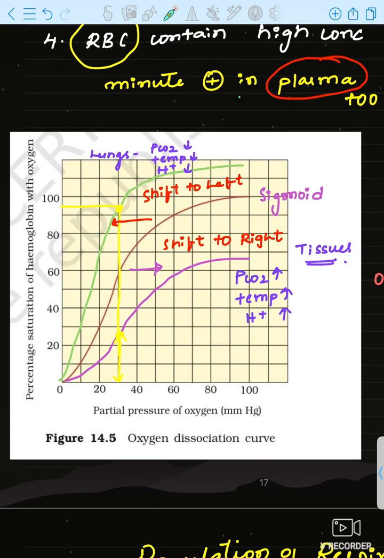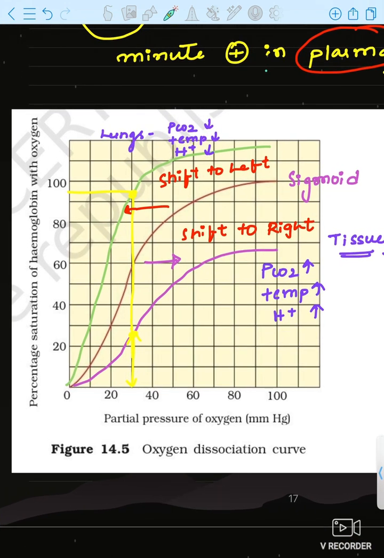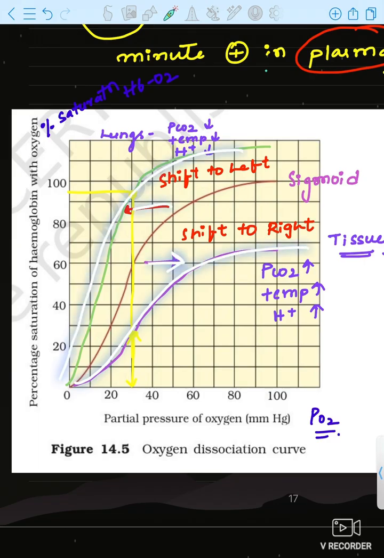In the oxygen dissociation curve, see students, here it is the percentage of saturation of hemoglobin with oxygen, and this is the partial pressure of oxygen. A sigmoid curve will be seen in the oxygen dissociation curve. If you see, there is a right shift of the curve and a left shift of the curve. Why will right shift and left shift occur?